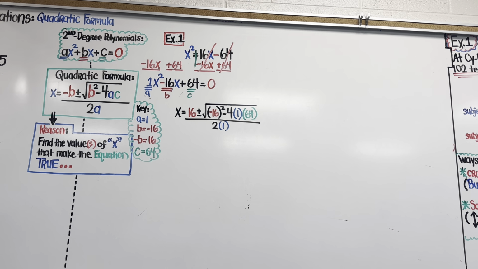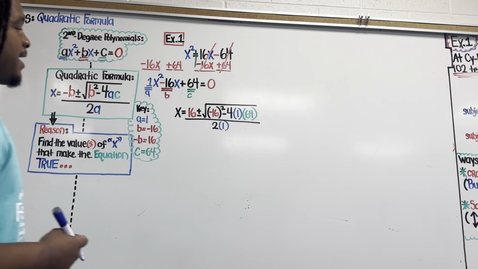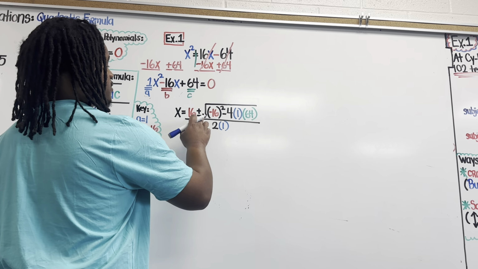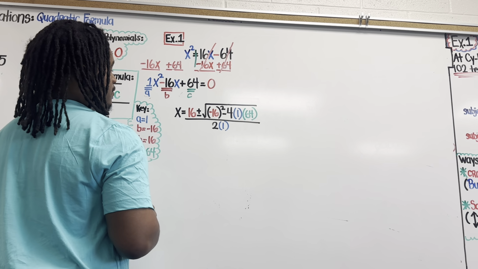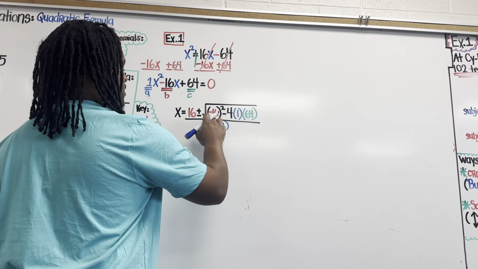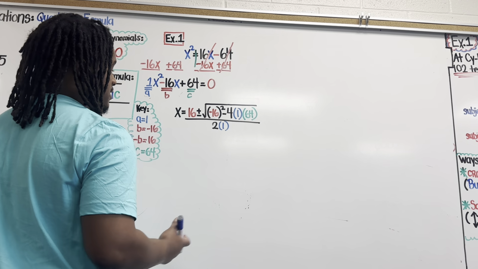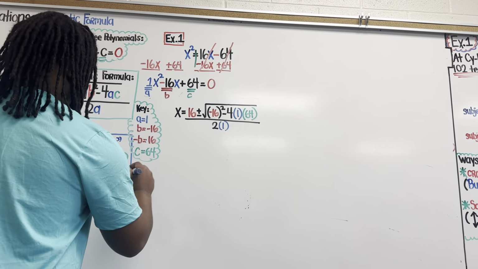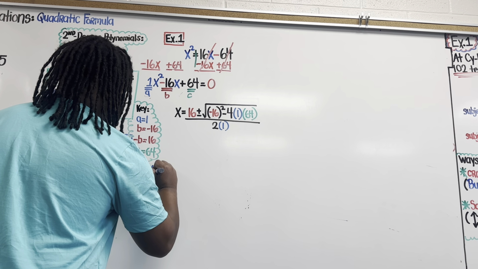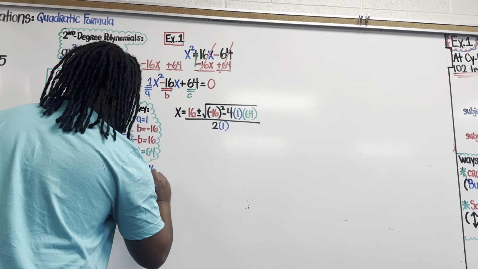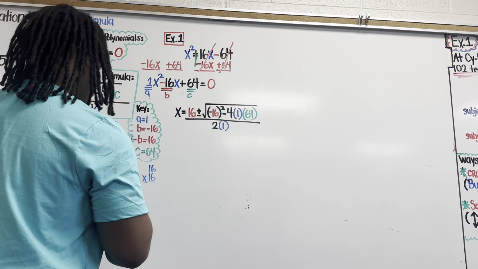Now what we're going to do, guys, is simplify the function part by part. And the part to always start off with is inside of the square root. So we have to do negative 16 squared, which is basically saying negative 16 times negative 16. Remember, a negative times a negative is a positive. So let me go ahead and do that.